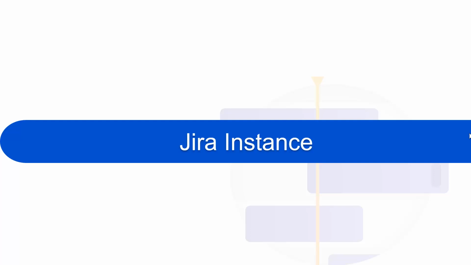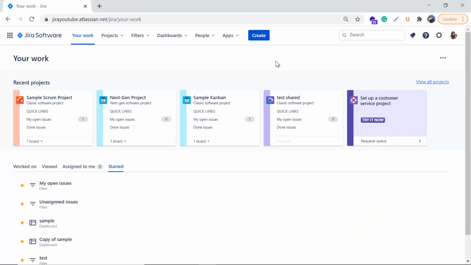Now we will go to our Jira Cloud instance and we will see how can we access our permission scheme, how can we edit the permission scheme, and how can we create a new permission scheme and assign this to the project. For editing the permission scheme, you must be in a Jira admin role, because only a Jira admin can edit the permission scheme.